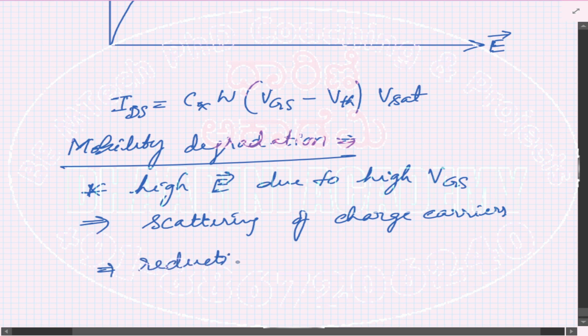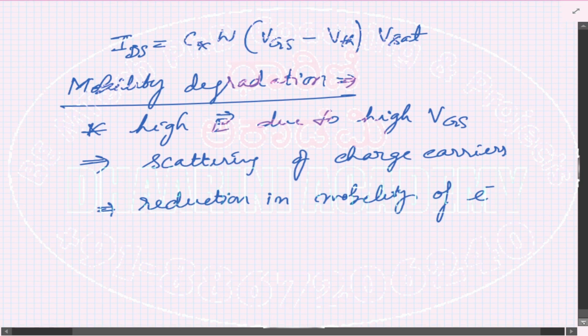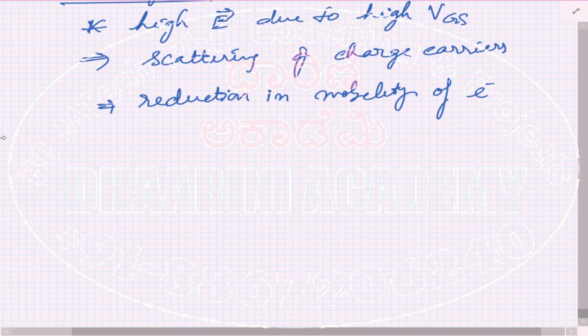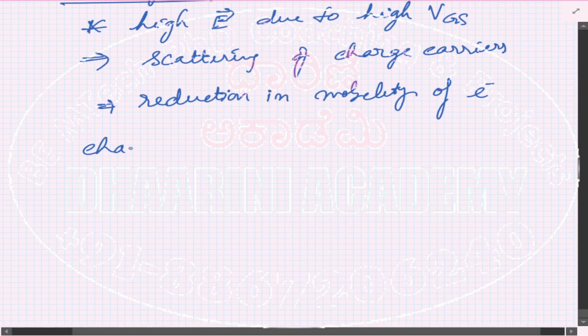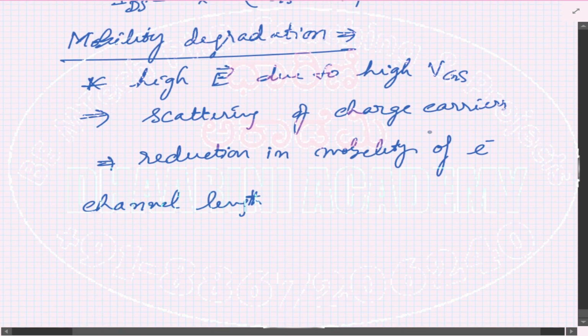Reduction in mobility of E. I'll just write E because it is electrons. Then I'll directly go to the next effect, called channel length modulation. The equation corresponding to mobility degradation has already been taken care of in the previous case, where we wrote the VSAT. So the mobility is reduced by changing the velocity.